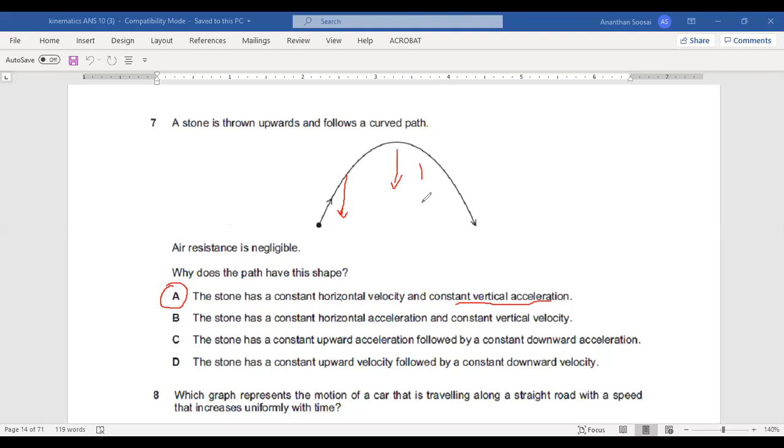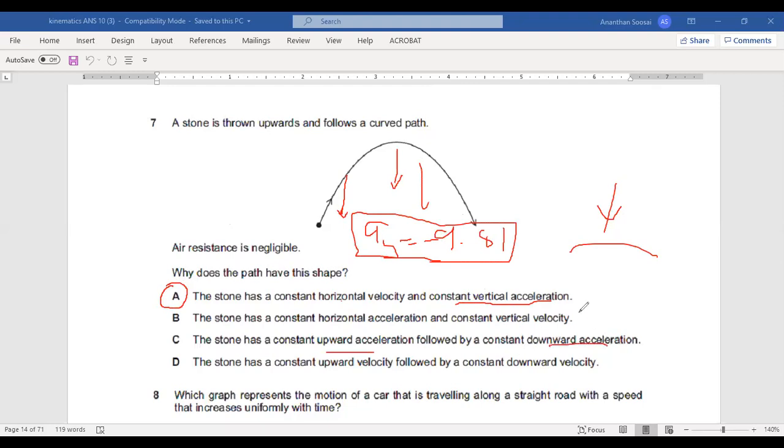Wherever it goes, the acceleration is downwards because the acceleration a_y is negative 9.81. So it's always constant, always downwards, because Earth is pulling it down. Earth is not sometimes pulling it down or sometimes pulling it up. So you can't say accelerate upwards, then downwards. Try to correct and rephrase your sentence: vertical acceleration is always constant, always downwards. Answer is A.